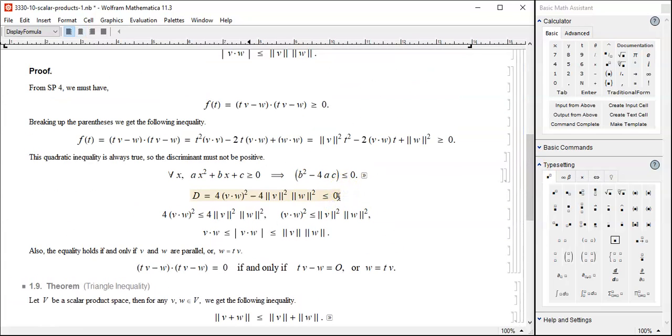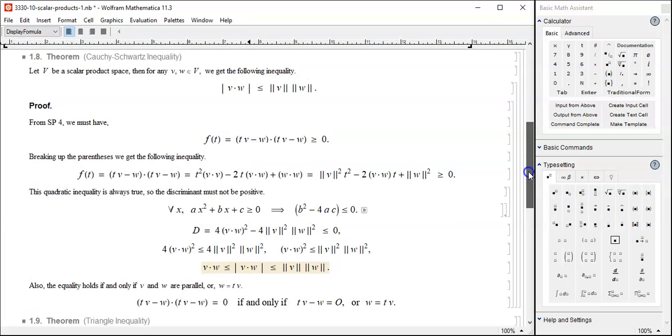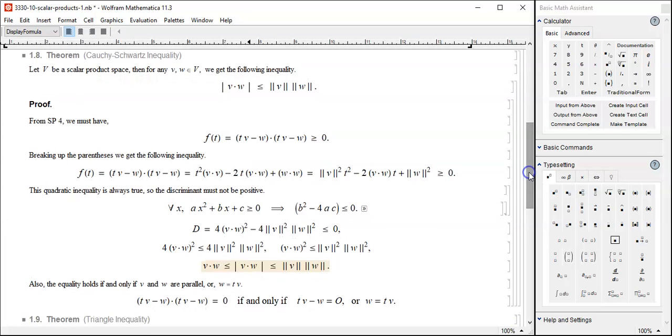Once you get here, that's easy. Flip this 4 v squared w squared to the other side, we get this. And then divide by 4, we get that. And then take the square root, we get what we want. So the absolute value of v dot w is less than or equal to norm of v times norm of w, and that's precisely what we want. And this part is not really that necessary, so let me remove that.